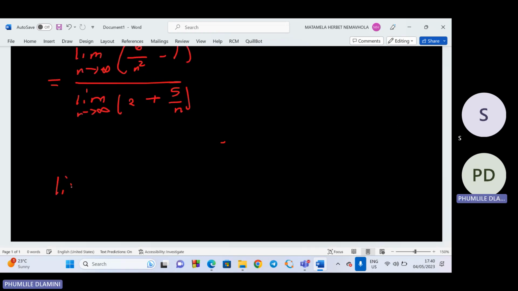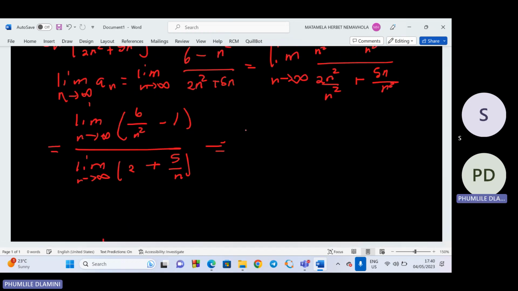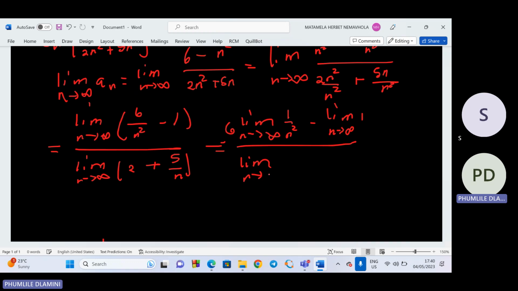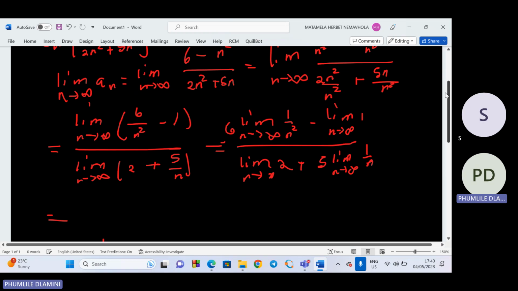We know that the limit as n approaches infinity of 1 over n equals 0, which means this one here is going to give us the limit as n approaches infinity of, you can take out 6, 1 over n squared, minus the limit as n approaches infinity of 1 over the limit as n approaches infinity of 2 plus 5, we can write it that side with the limit as n approaches infinity of 1 over n.